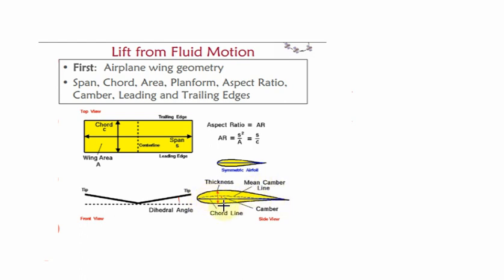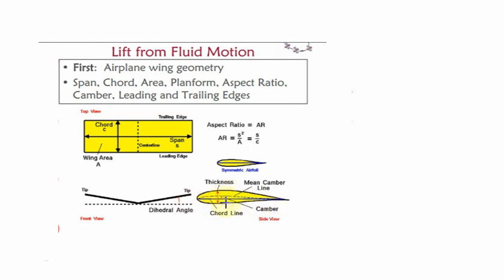Then the distance between the upper surface and the lower surface is called thickness. Then the distance between the chord line and the camber line is called camber. Just to repeat: leading edge, trailing edge, and the line joining the leading edge and trailing edge is called the chord line.